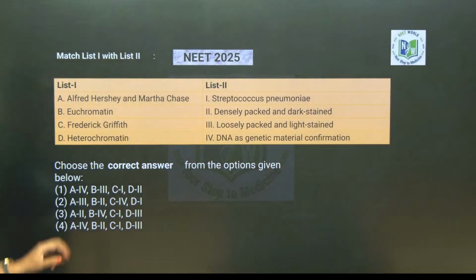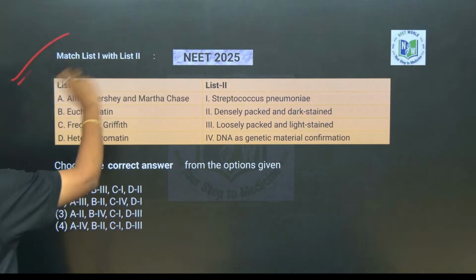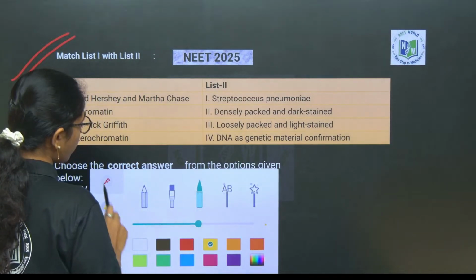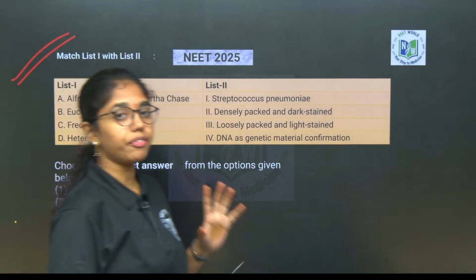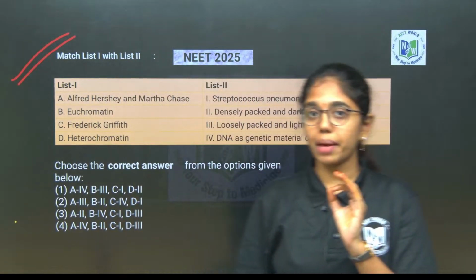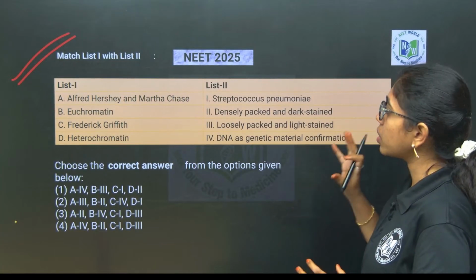Here, the first question is asked in the year NEET 2025. In NEET 2025, only from the chapter molecular basis of inheritance, more than 5 questions were asked. That much important a chapter it is. So listen and focus on each and every question with maximum interest.